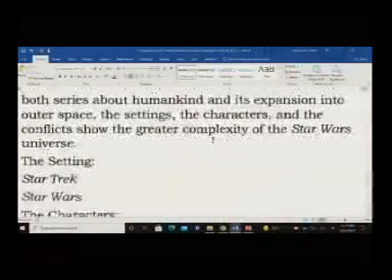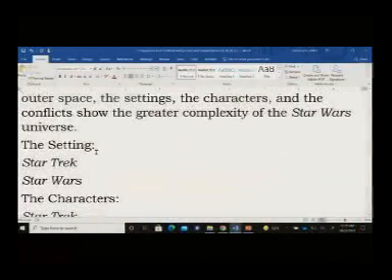But on this one, the organization, we're going to talk about the setting. What's the setting in Star Trek? For one thing, setting involves time. Star Trek is in the future. Star Wars is a long time ago in a galaxy far, far away. So see how you've got the setting, they're totally different, okay?